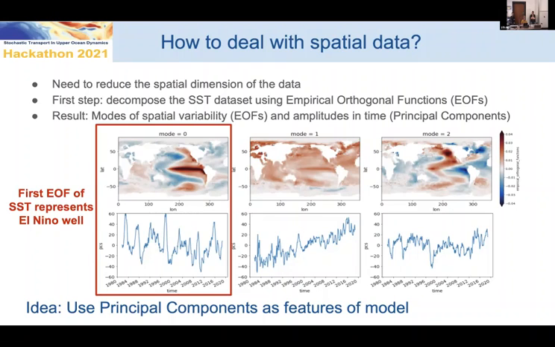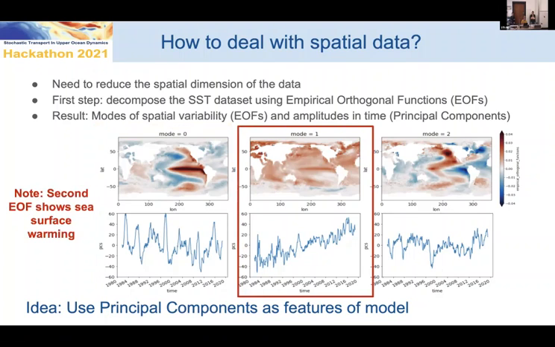So the idea was we could then use the principal components rather than the spatial fields as features of the model. And another interesting thing that you can see here is in mode 1, so the second EOF, that is a kind of uniform warming. So that's presumably showing sea surface warming due to climate change. So those are our principal components. So that's how we worked out the features of the model. And then I'm going to pass you over to Stuart to talk about the model itself.